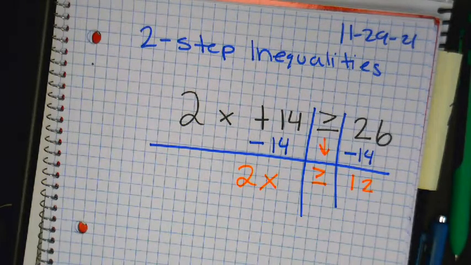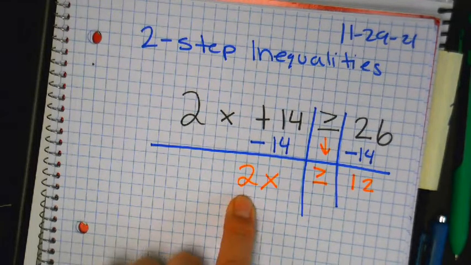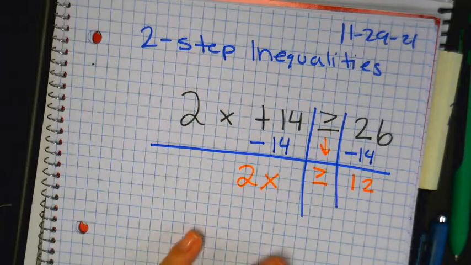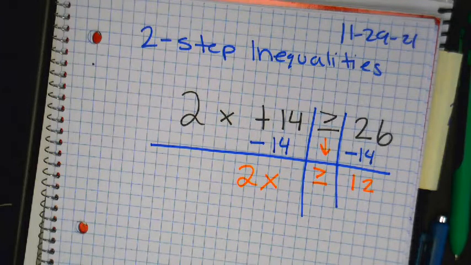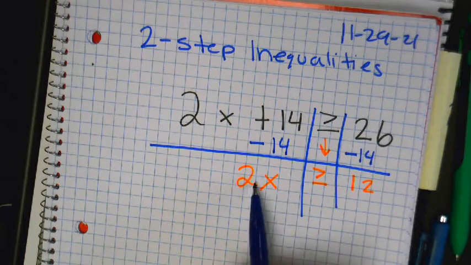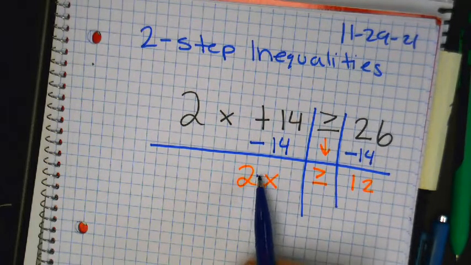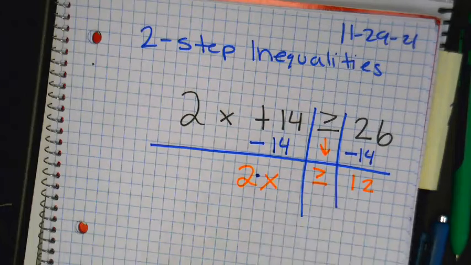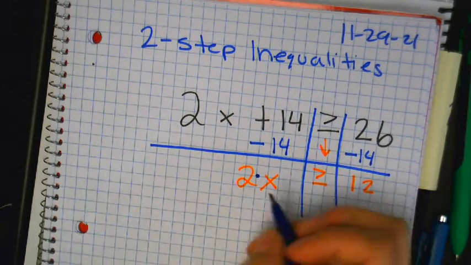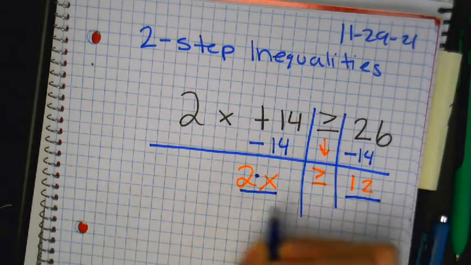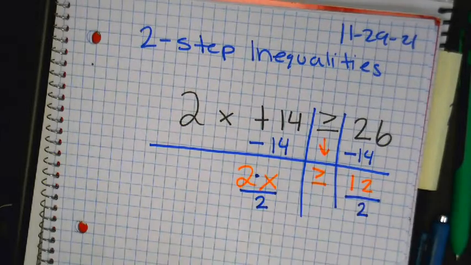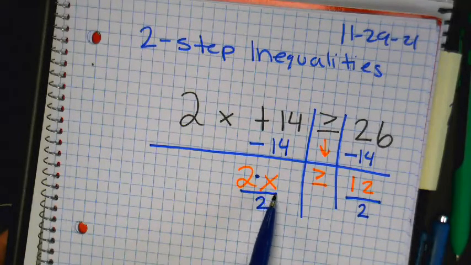Are we okay so far? All we did was move the 14, but we're not done. We still have this annoying little 2. How am I going to move that little 2? Correct, very good. This means multiply 2 times x, right? There's an invisible dot right there, so the opposite is to divide. We're going to divide by 2 on both sides. The fraction bar means division.